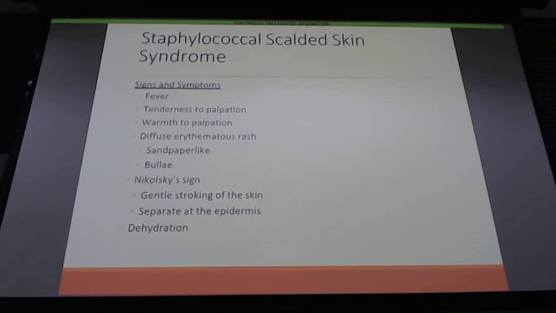So what do you have? Fever, tenderness on palpation, warmth, because it is an infection. Diffuse erythematous rash, sandpaper-like, looks very similar to scarlet fever. But I highlight Nikolsky sign. That's a slight, gentle stroke of the area that looks affected, and it just comes right off. It separates the top layer. And that's really, really bad, especially in neonates and infants.